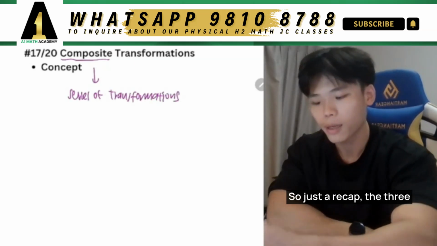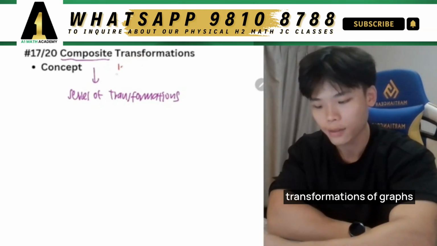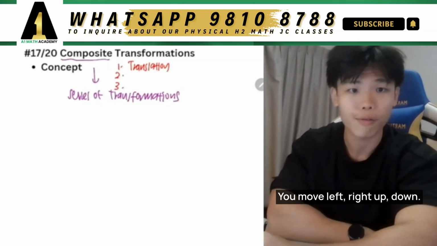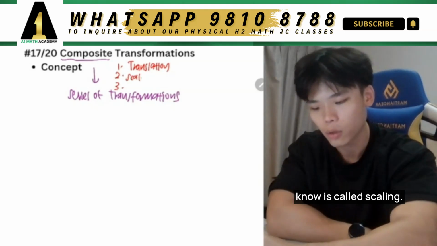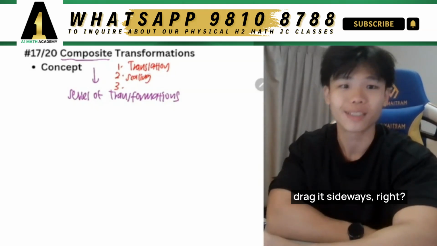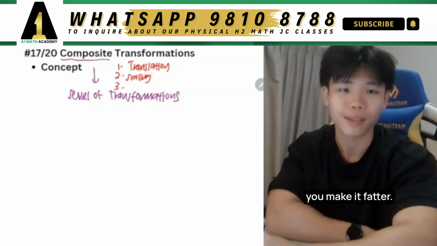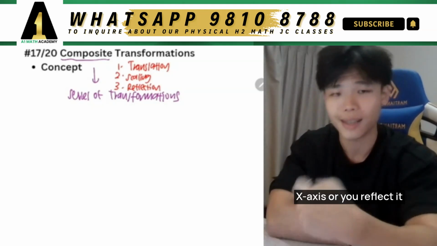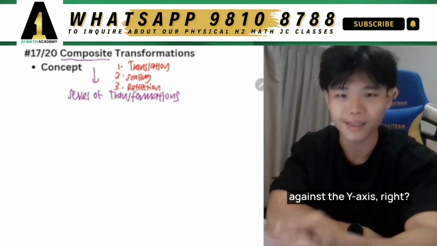Just to recap, the three transformations of graphs that we learned so far are translation, where you move left, right, up, down. The second kind is called scaling. You drag it upwards or sideways, so you make it taller or fatter. And the last one is reflection, where you reflect it in the x-axis or against the y-axis.